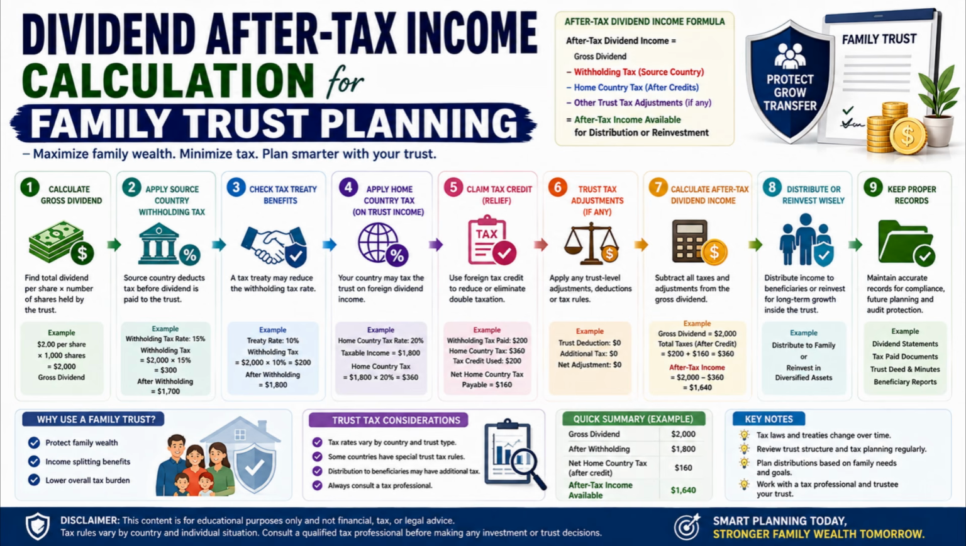Overall, the main idea is simple. Start with gross dividends, subtract withholding tax, apply treaty benefits, calculate home country tax, claim available credits, adjust for trust rules, and then decide whether to distribute or reinvest the after-tax income. With smart planning, a family trust can support stronger wealth protection, better tax awareness, and more organized long-term family financial planning.